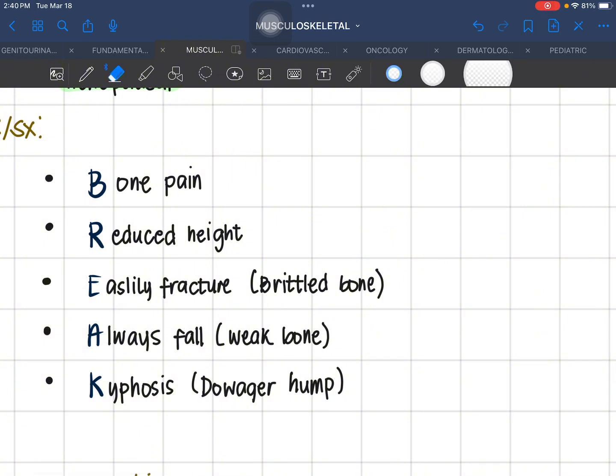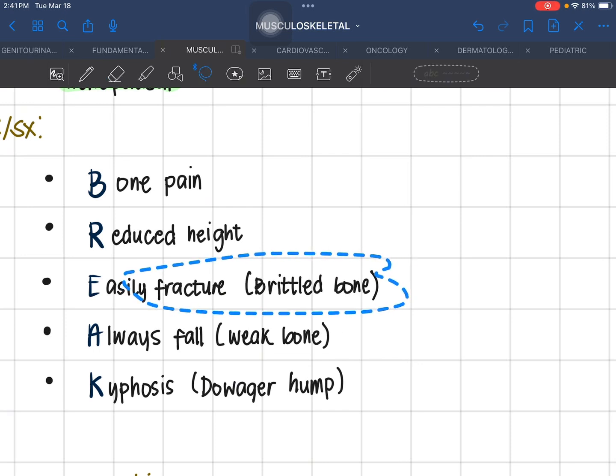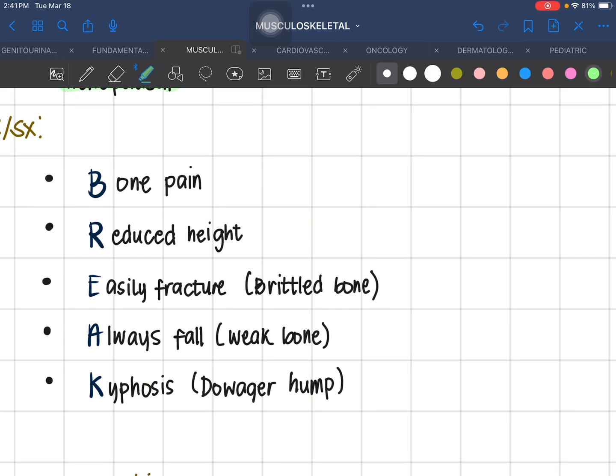And then, A for always fall kasi weak ang bone. And then, K for kyphosis o yung dowager hump sa likod. Yan, yung mga malalaki likod.